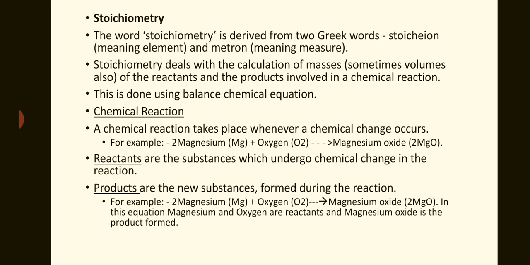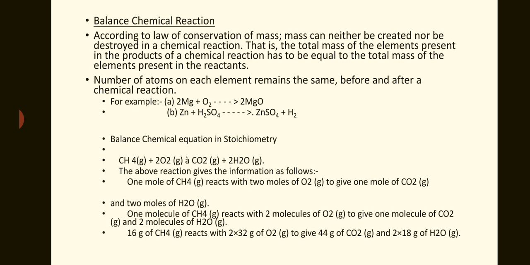Now we'll see how stoichiometry is used. What is a balanced chemical reaction? According to the law of conservation of mass, which is also the first law of chemical combination, mass or matter can neither be created nor be destroyed in a chemical reaction. That is, the total mass of the elements present in the products of a chemical reaction has to be equal to the total mass of the elements present in the reactants.